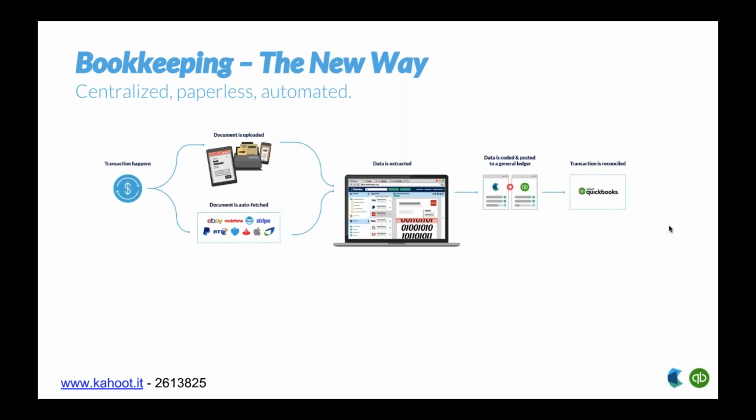So how does Hubdoc do this? At a high level, what we do is we auto-fetch. We connect to hundreds of online suppliers. We actually have over 200 of these in Australia, and even more of these globally. So it's definitely more than 200 on a global scale. That might be crucial later on.